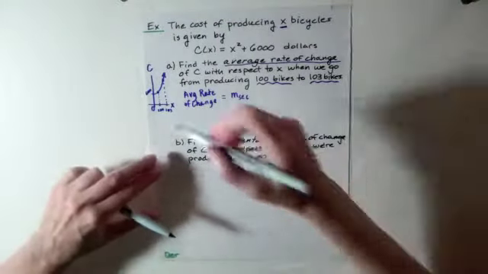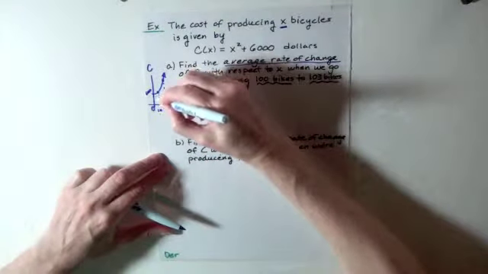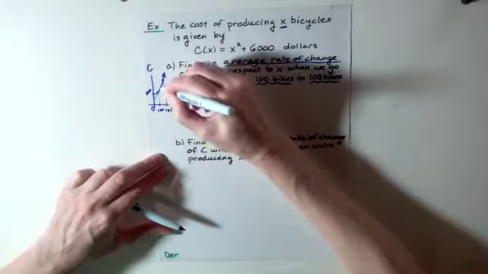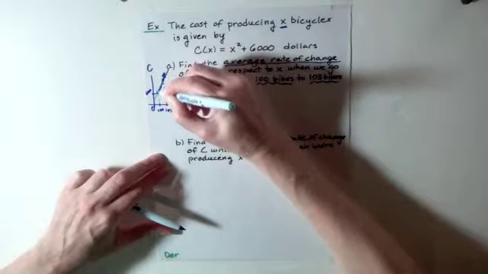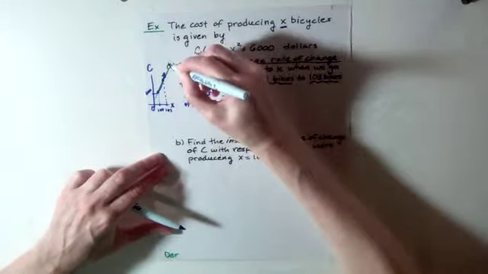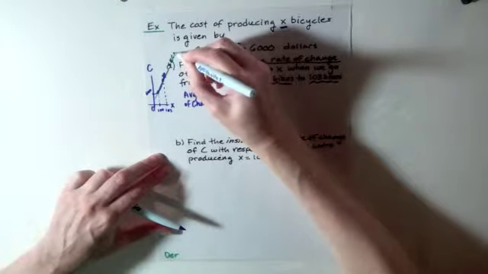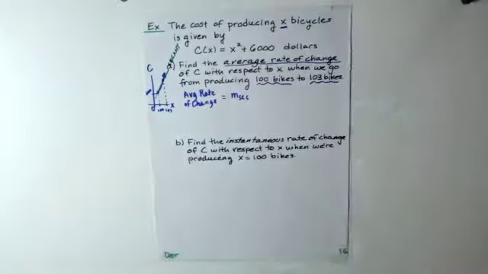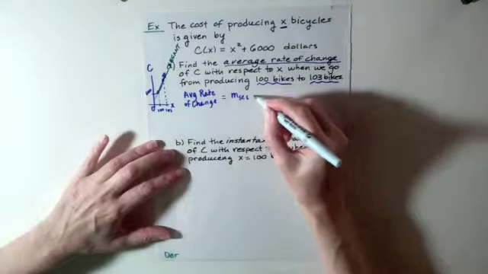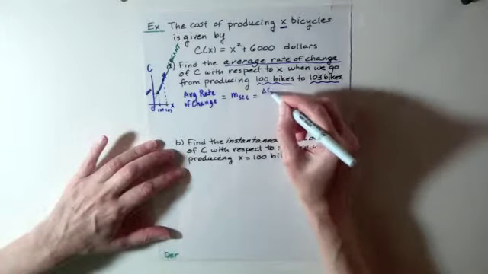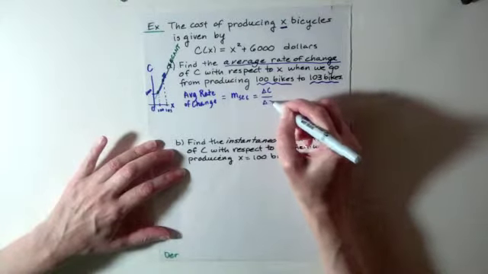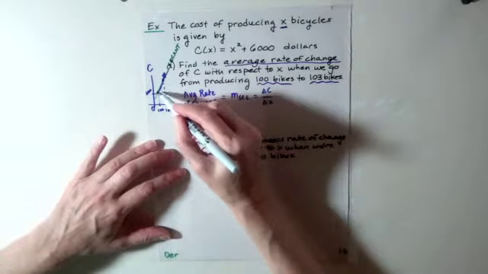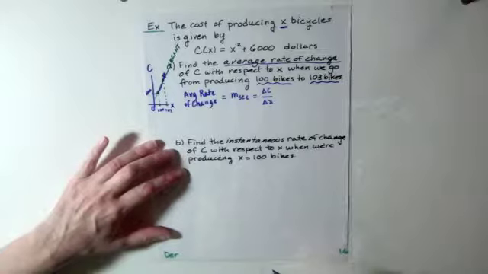So that would be the secant line that goes through the point corresponding to x equals 100 and the point corresponding to x equals 103. So it would be this secant line, or the slope of that secant line. And how do we find the slope of the secant line? We just do the change in C over the change in x. It's the rise over the run of that green secant line.